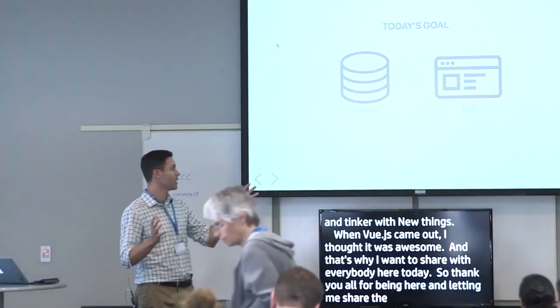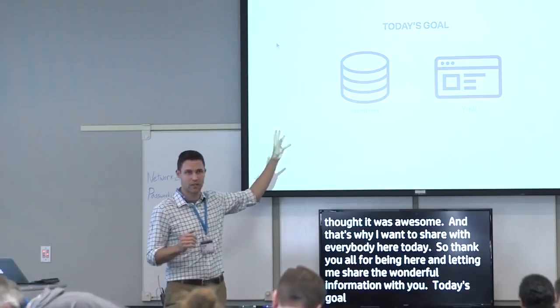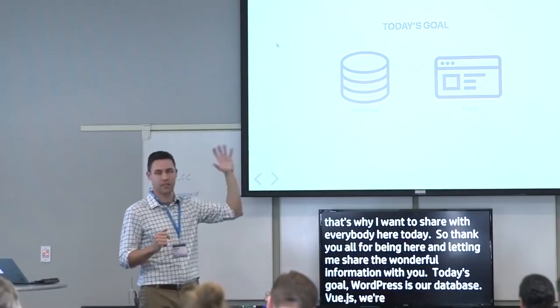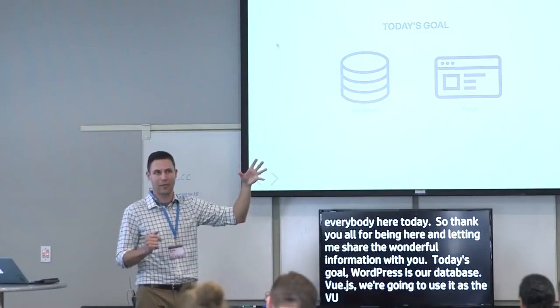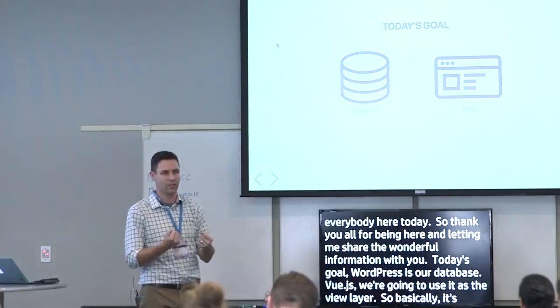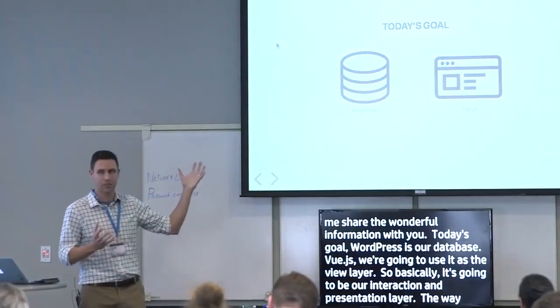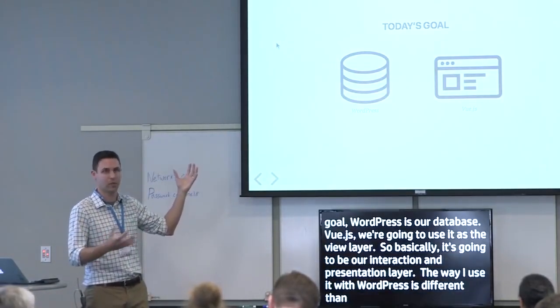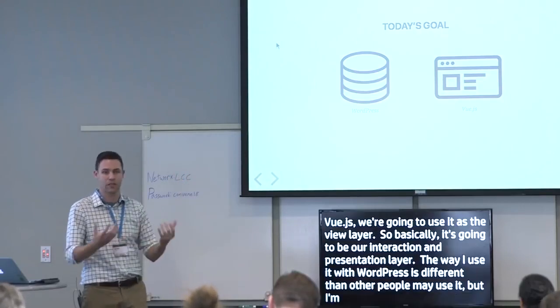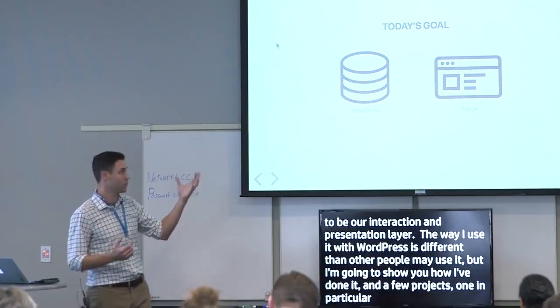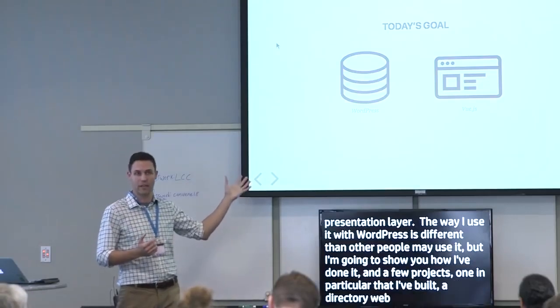Again, today's goal: WordPress as our database, and Vue.js as the view layer. So basically, it's going to be our interaction layer and our presentation layer. The way I use it with WordPress is different than some other people may use it, but I'm going to show you how I've done it in a few projects, actually one in particular that I've built, a directory website, that uses Vue.js with WordPress as the backend.